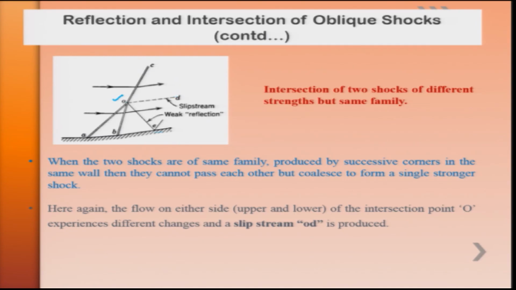That is, moreover, these oblique shock waves AO and BO, since they do not have the same strength, cannot intersect; rather, they coalesce and form a stronger shock wave in the form of OC.